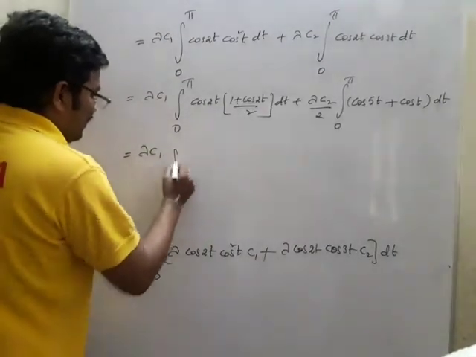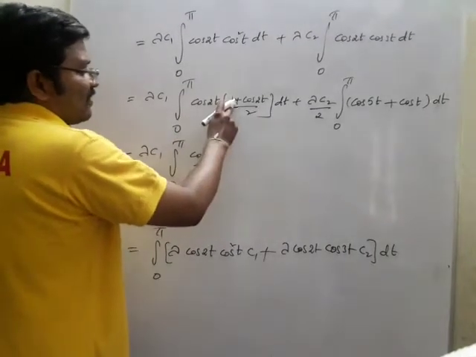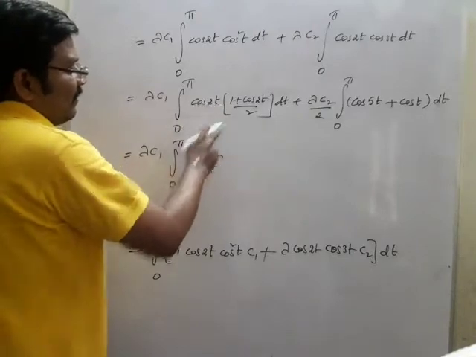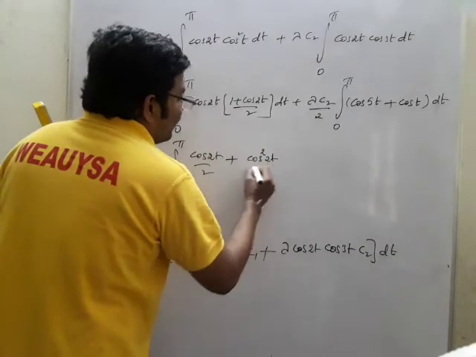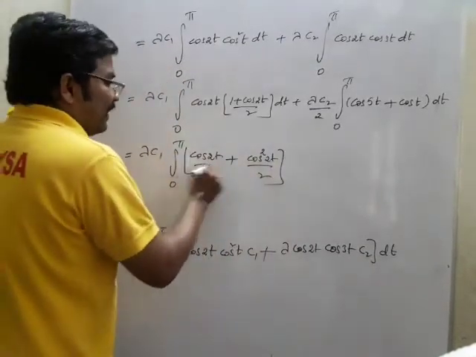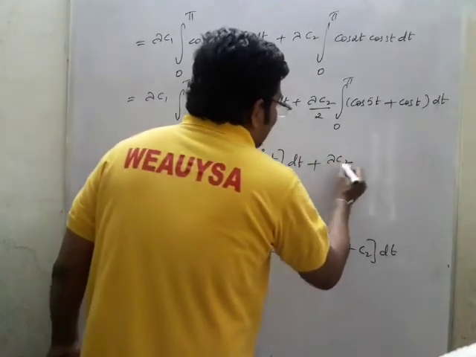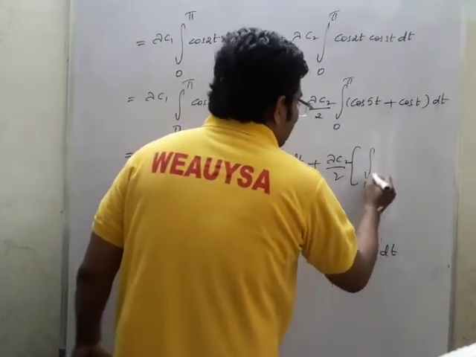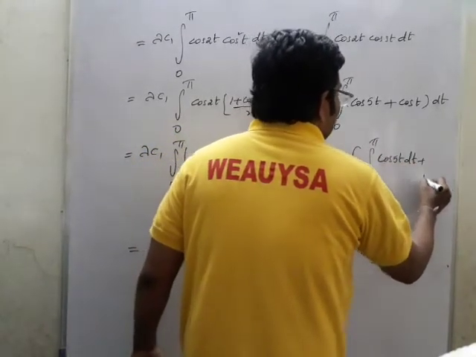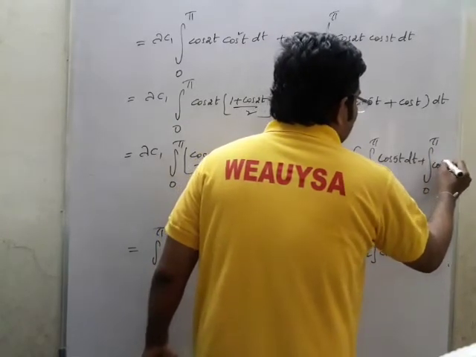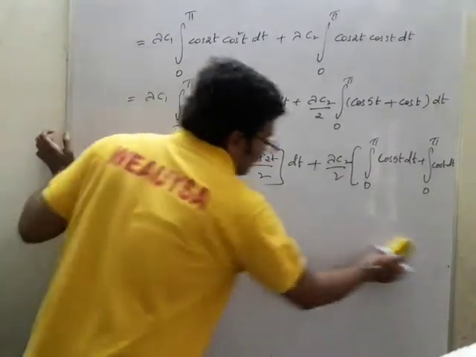So I may write this as integral 0 to pi cos 2t by 2. If I multiply cos 2t here, it will be getting cos 2t. The by 2 will be plus cos square 2t by 2. Individually I have multiplied. This becomes dt plus. Thus I may write as lambda c2 by 2 into integral 0 to pi cos 5t dt plus integral 0 to pi cos t dt. Individually I wanted to do the integral separately.